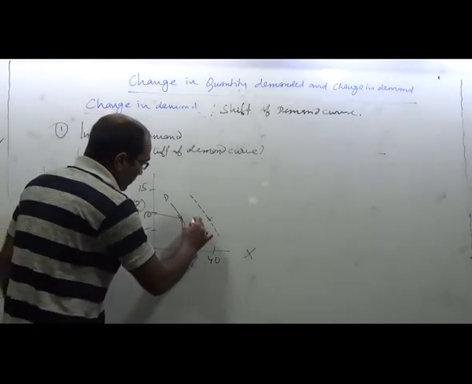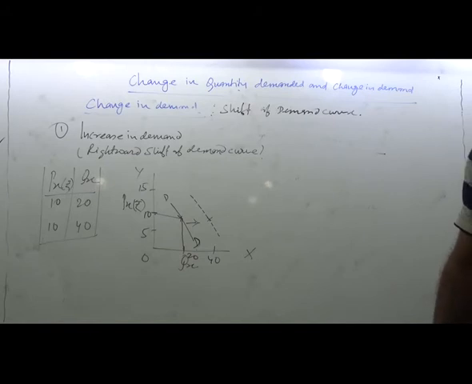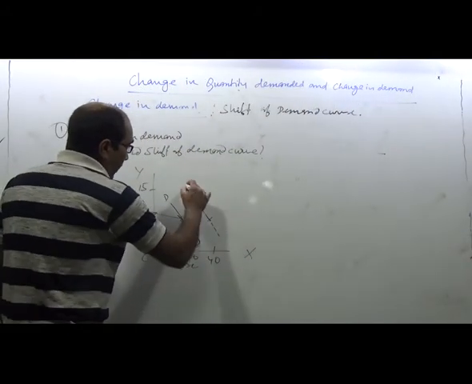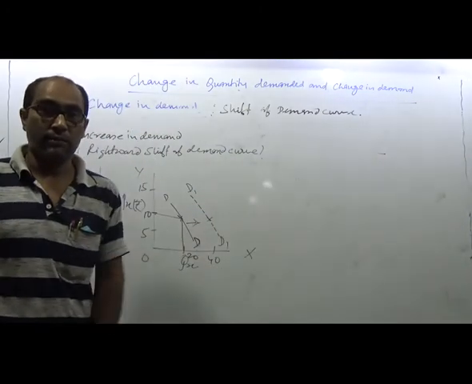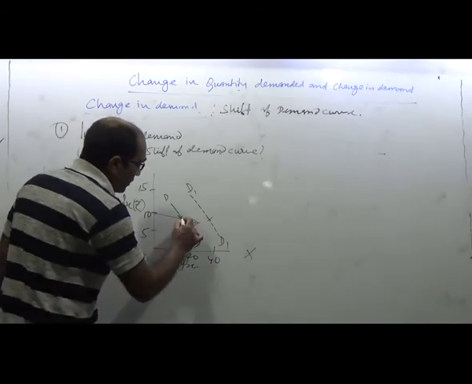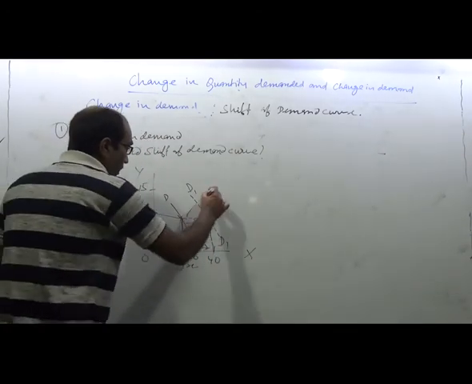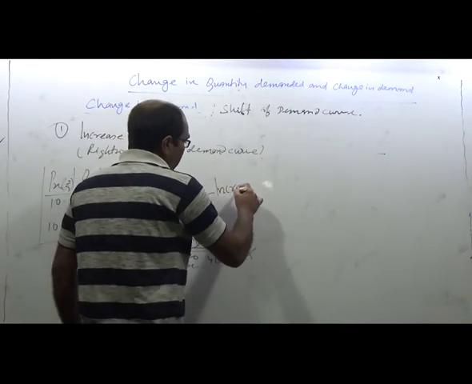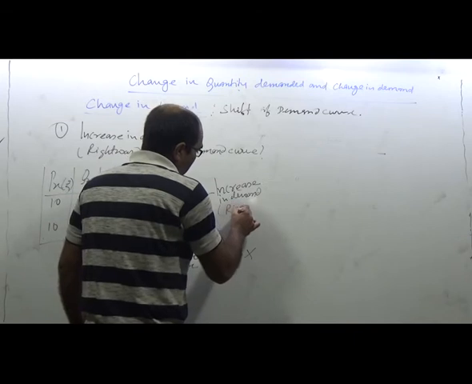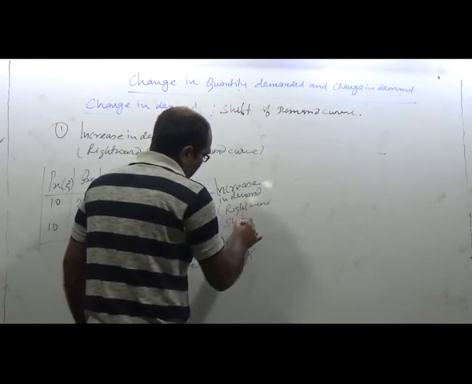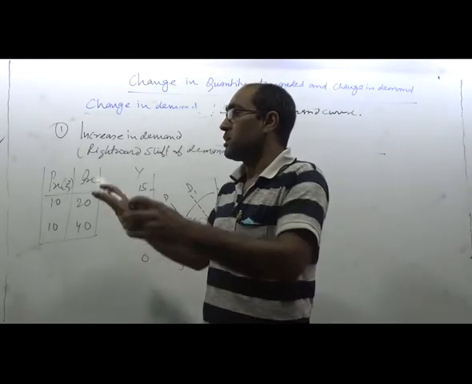But when other things change, price does not change here, our demand curve shifted to the right and it became D1. A new demand curve is drawn here to show increasing quantity demanded at the given level of price. Our price remains unchanged, but quantity changes from 20 to 40, and that is popularly known as increase in demand, the rightward shift. Rightward or outward, both are applicable here. You can mention outward shift of demand.